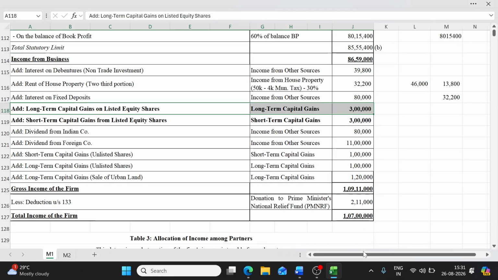I will show you. Okay, what is the total long-term capital gain? 3 lakh. Okay, and what is the exemption limit?